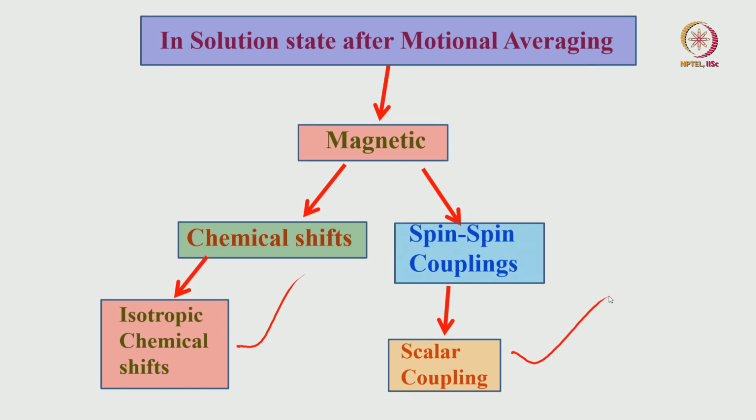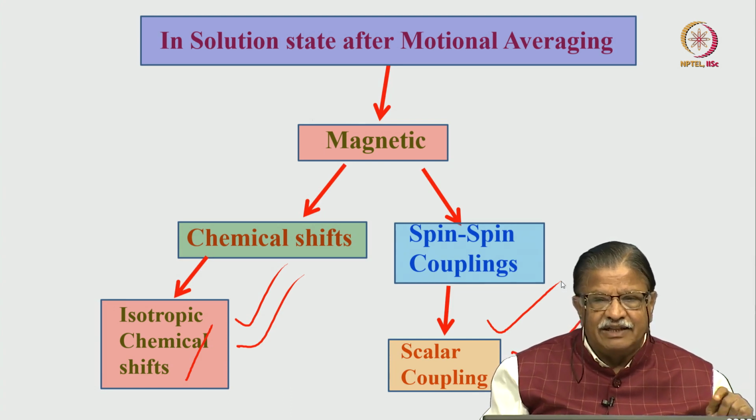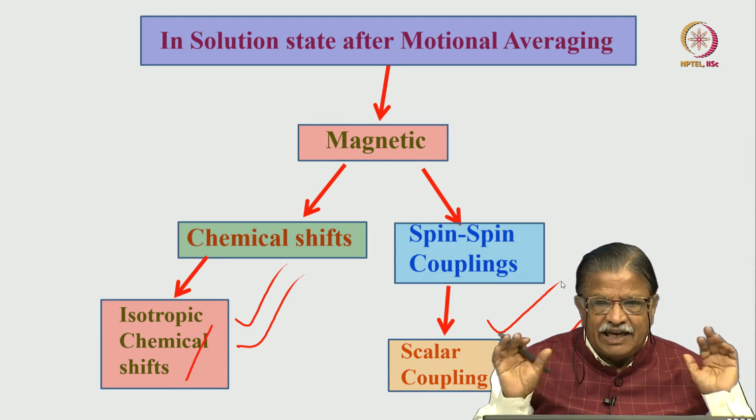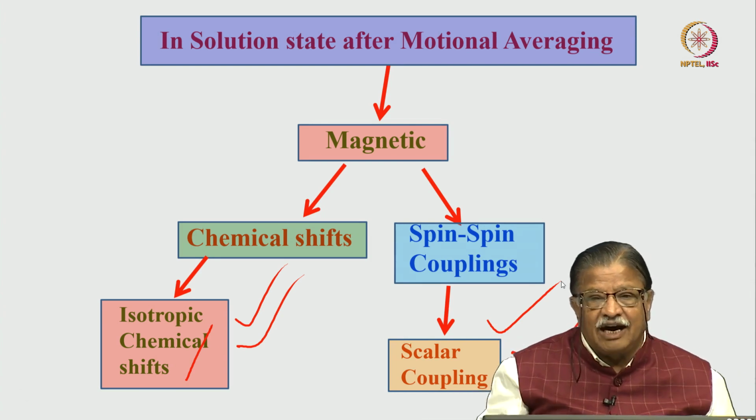So, remember, we are going to deal with only solution state NMR for the entire course. That means we are always dealing with motional averaging. So, we do not have to worry about chemical shift anisotropy, and we do not have to worry about dipolar couplings. All we have to worry about are only two magnetic interactions, isotropic chemical shift and scalar couplings. These are the two parameters which we deal with in the rest of this course. Because we are dealing with solution state NMR, motional averaging is there and all other anisotropic interactions are averaged out.